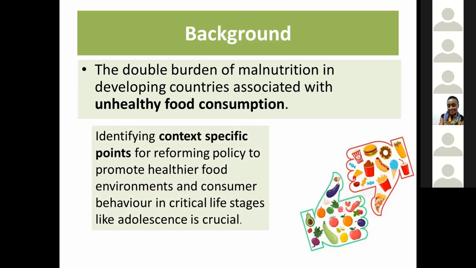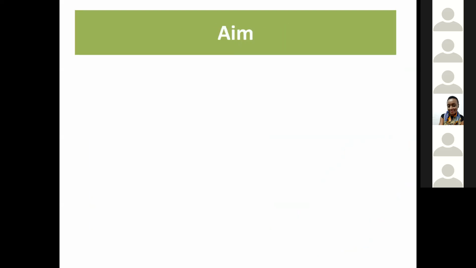So again, we've heard today how we have different critical age groups, which if targeted adequately, can help reduce the double burden of malnutrition that we are seeing. And my focus was on adolescents because this is a very formative stage of one's life, and habits that are formed at this stage can be carried into adulthood.